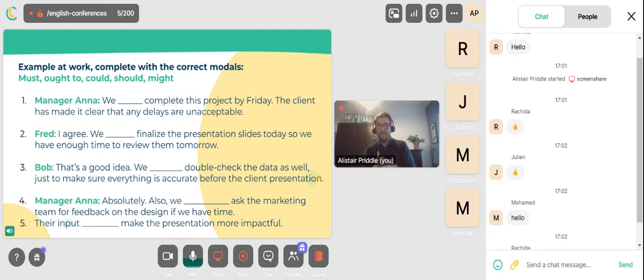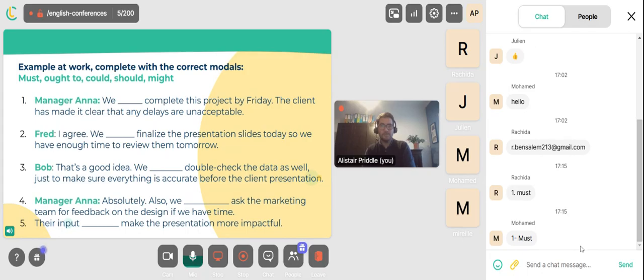Number 1, Manager Anna. We complete this project by Friday. The client has made it clear that any delays are unacceptable. Which modal verb do you think that was? Must, ought to, could, should, or might?